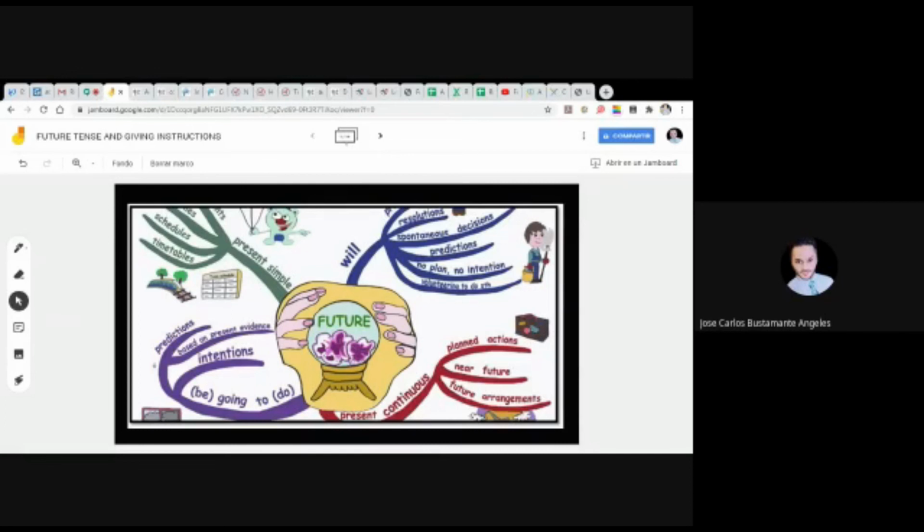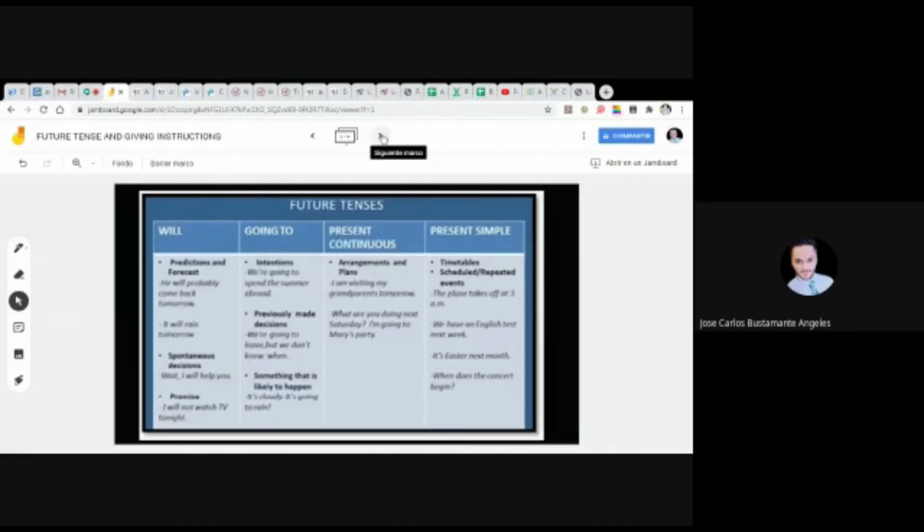And in this picture, we've got the future divided into many different aspects. We've got will, be going to, the present simple, and the present continuous. Remember that we have studied that previously. In our first video, we studied the future tenses. But also, we have taken a look at a new future tense which is called the future continuous. Of course, the future continuous is not implied in this picture, but you must know that there are more future tenses. So we've got here the present simple, the present continuous, going to and will. This is a very short review about the topic that we did in the last class.